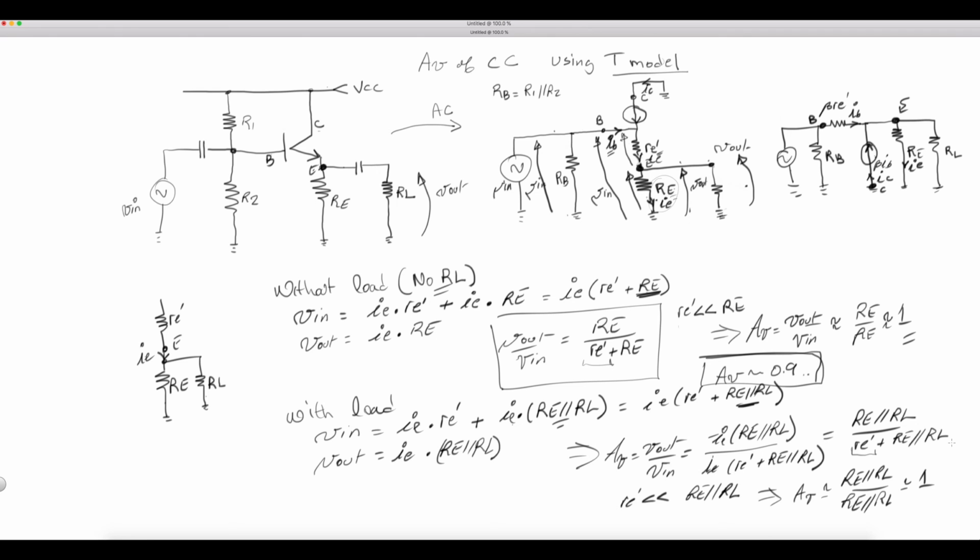So I hope this was instructive in terms of figuring out the voltage gain, or AV, using a T model for a common collector.